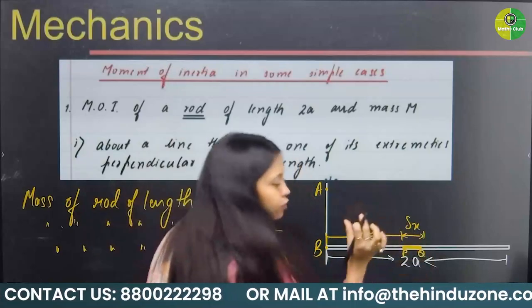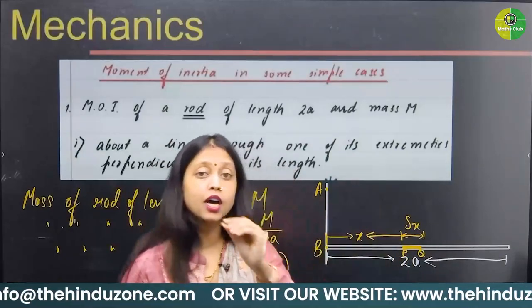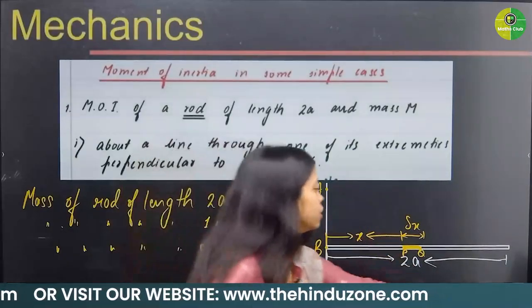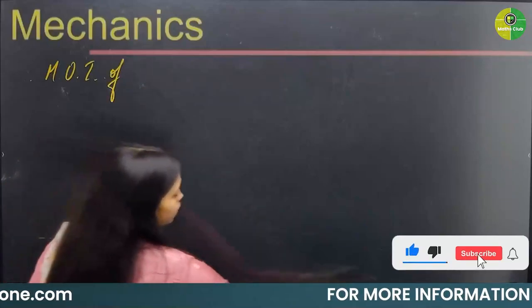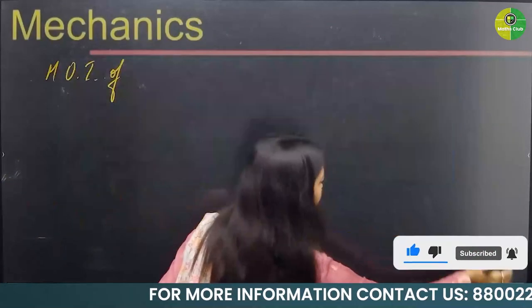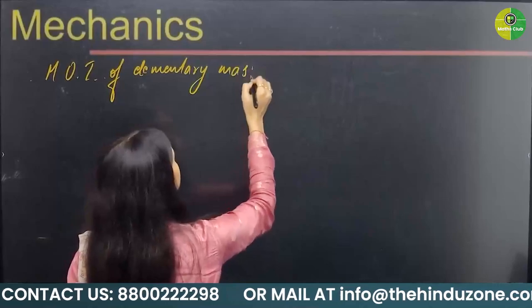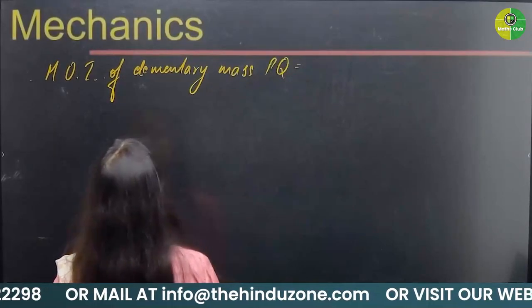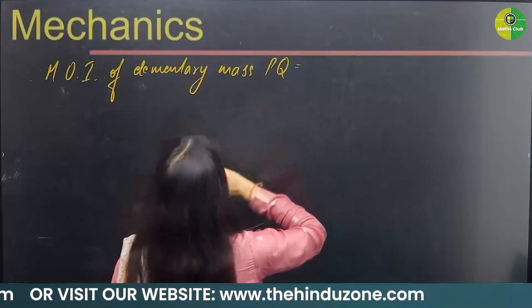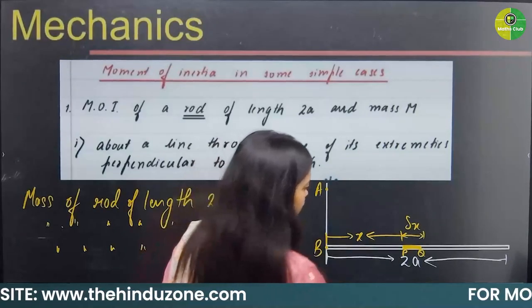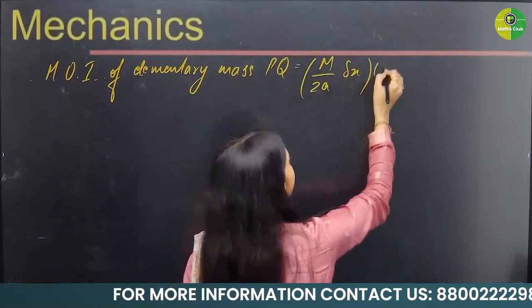So you have the mass of this portion, and now all you need is the distance. Distance is x. So m r square, mass times x square. Therefore, moment of inertia of the elementary mass PQ is M by 2a del x times x square.